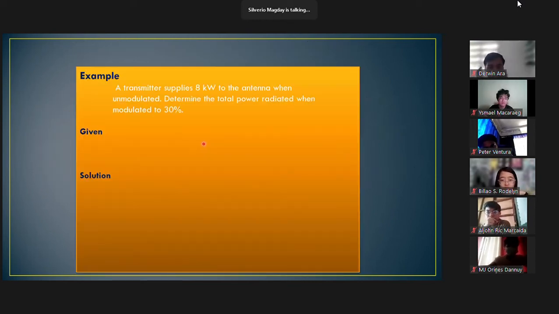Another problem. A transmitter supplies 8 kilowatts to the antenna when unmodulated. So it says unmodulated, so that is your PC. Determine the total power radiated when modulated to 30%. Okay, they solve, and here is the result.